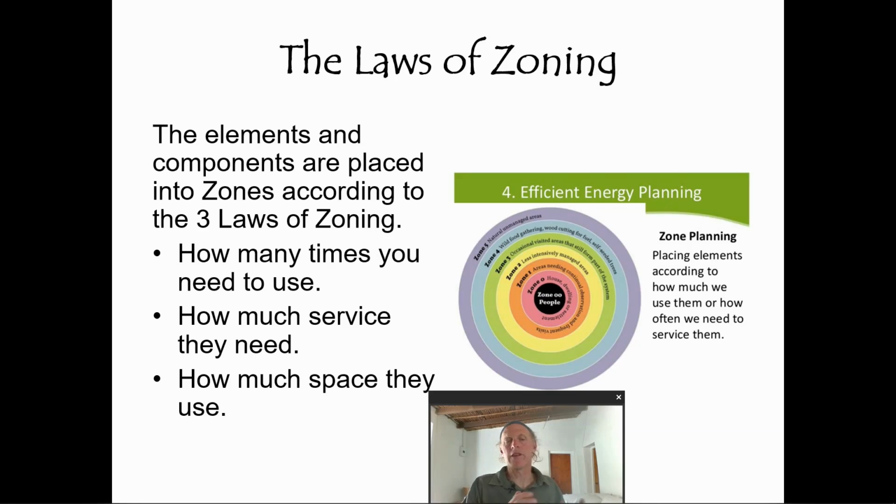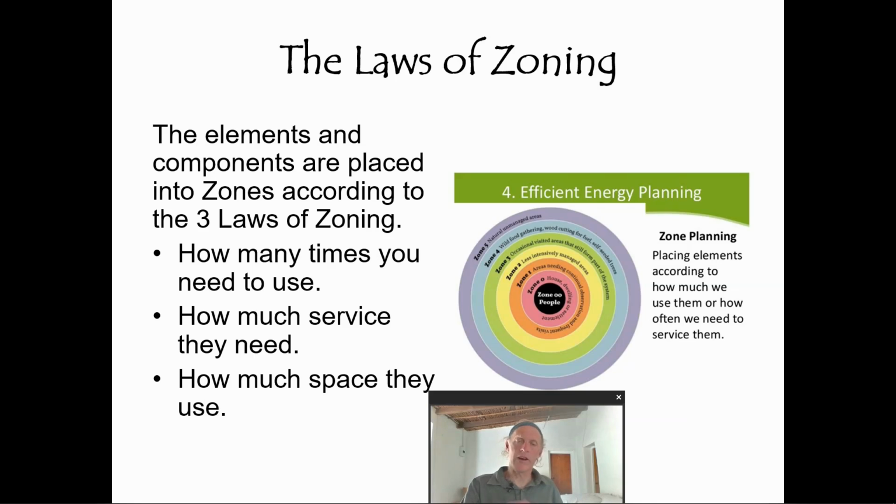First one is, how many times do you need to use the element? You know, how many times do you have to visit the element to harvest or use it? Okay, so how often do you have to go to the vegetable garden to harvest food, relative to, say, how many times you have to go out to a woodlot to harvest timber. There's a difference.